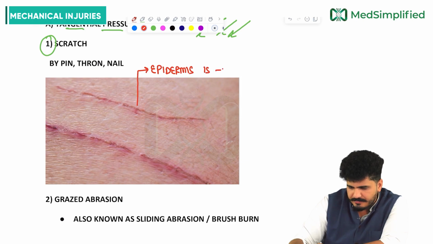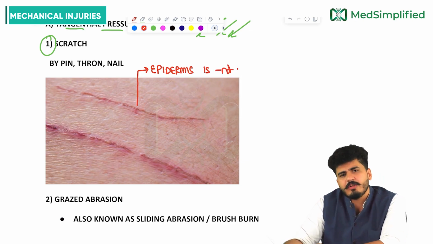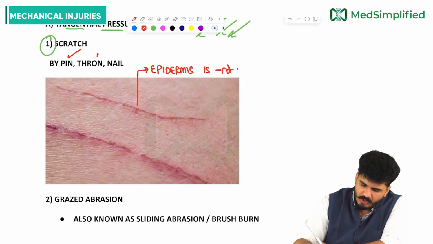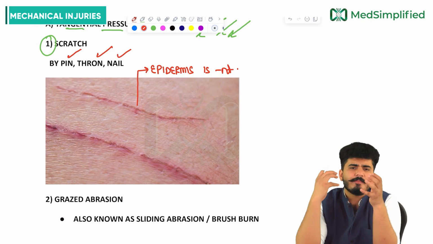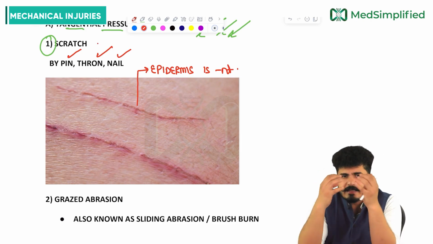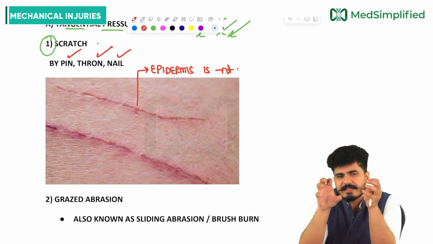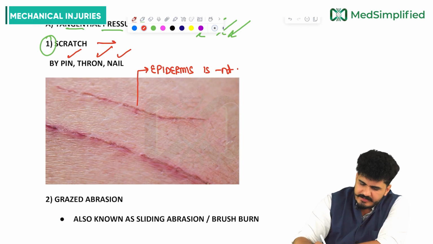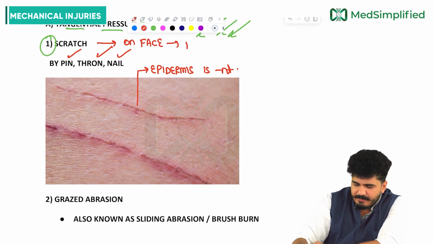Epidermis is absent, and later on there will be a scab formation. It can be caused by a pin, thorn, nail, etc. What is the medico-legal importance? Guys, if there is a scratch on the face, that means a fight happened.